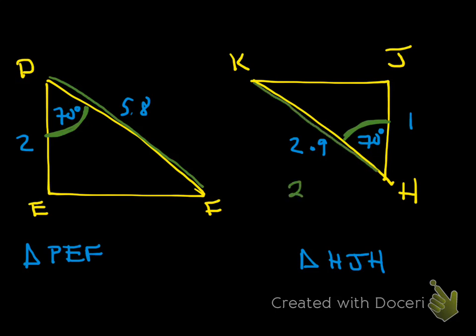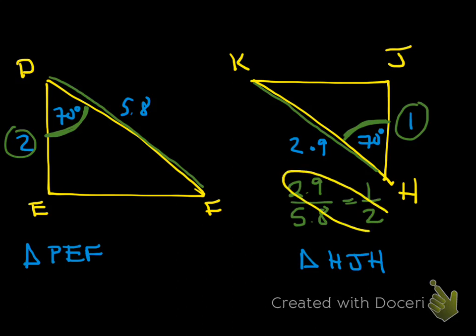So we're going to do 2.9 compared to 5.8. Okay, we're going to compare the hypotenuse of the smaller triangle to the hypotenuse of the bigger triangle. All right, and then we're going to compare this 1 to 2 because we're going to compare this side to this side. So we're going to have 1 to 2. Okay, so you can check to see if they're proportional by just doing cross products. So 2.9 times 2 is equal to 5.8, and 1 times 5.8 is equal to 5.8. I lost my, this should be 5.8.